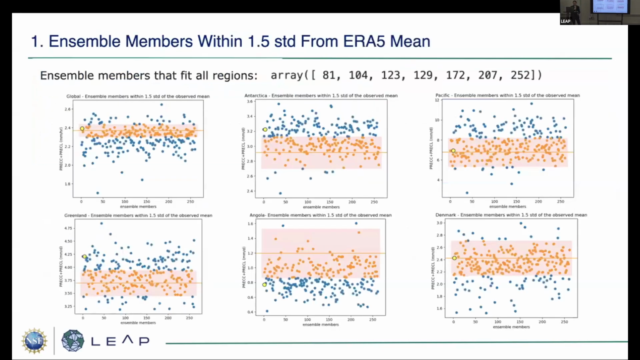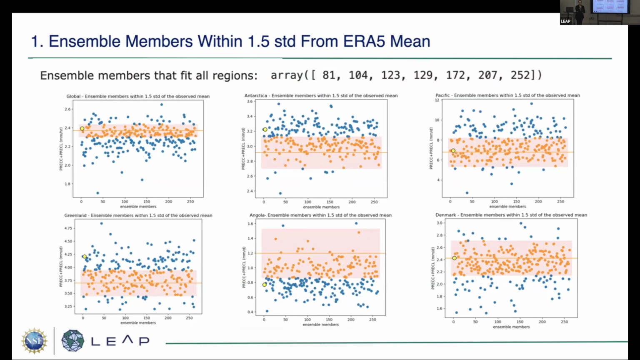To answer the first question, what PPE members produce a precipitation output close to the reanalysis mean? I created these graphs for all of the areas plus the global outputs, with the ensemble members on the x-axis and again the total precipitation on the y-axis. The orange line is the reanalysis mean for the total precipitation, and the orange dots are the ensemble members that produce precipitation outputs close to this reanalysis mean. In all of these plots, I've also highlighted the CAM6 default parameter values. That's the yellow dot you can see.